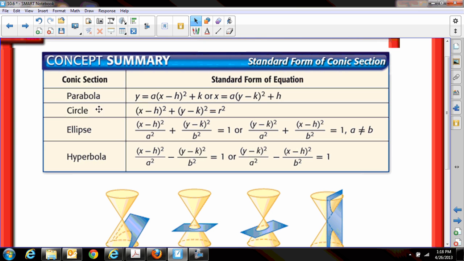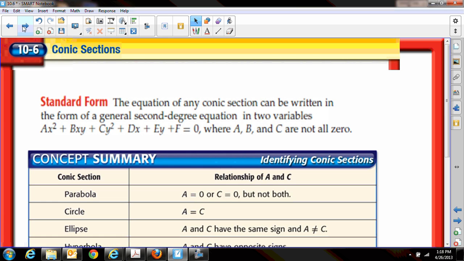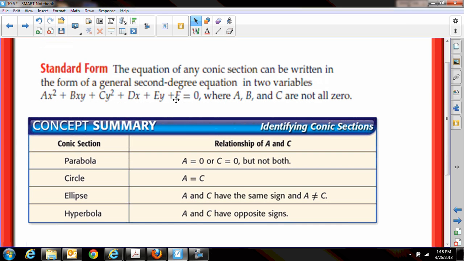This box here, this is a refresher of your standard forms of the equation. So we have the parabola, we have the circle, we have the ellipse, and we have the hyperbola. Today we're going to take a big look at the standard form or the general form and converting back and forth between the two. So the general form is going to look something like this. It's going to look big and it's going to look ugly. Ax squared plus bxy plus cy squared plus dx plus ey plus f equals 0, where a, b, and c are not all 0. So there can be 1 or 2 0, but they're not all 0.